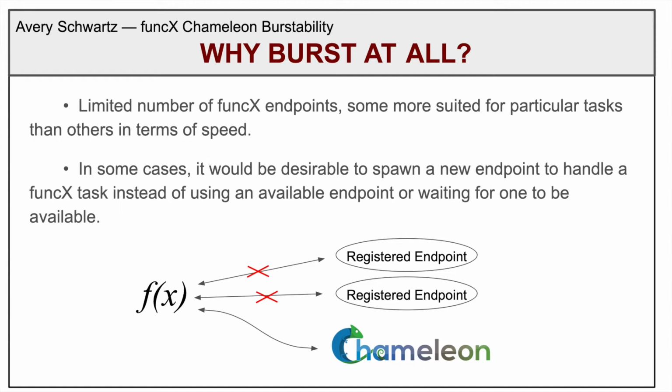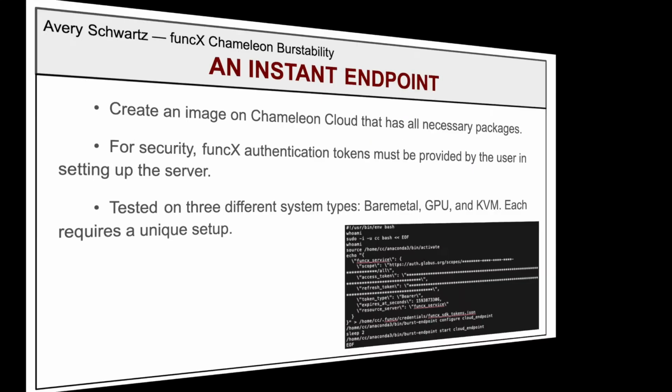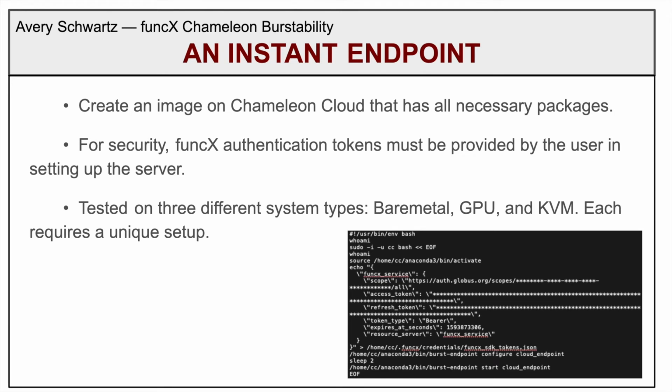And so to achieve this, our goal of burstability, what I do is first establish a Chameleon image that is authenticated with funcX and all necessary packages. So necessary packages just includes funcX and anything that these functions might require, such as TensorFlow. And in terms of authentication, we require tokens to configure funcX endpoints, but you don't want to save them into the image due to security reasons. And so instead, we can just get around this by passing the tokens as user data every time we boot a new server.